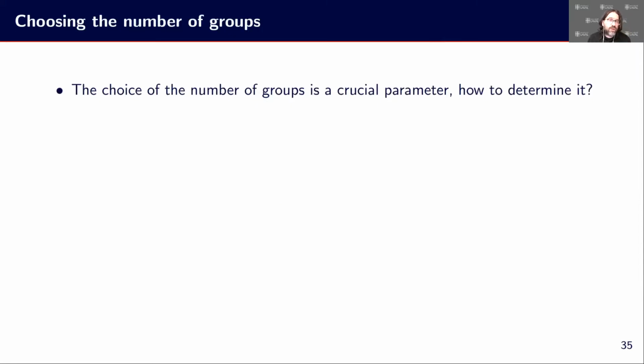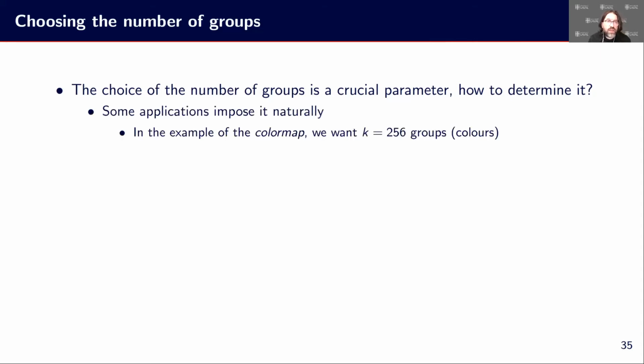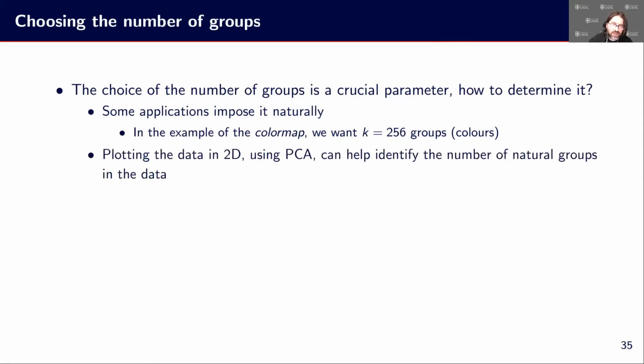An issue with clustering is to choose the right number of groups. So the right number of groups is kind of crucial, for example, with k-means or EM. So the question is how to determine it. I mean, what is the best approach for determining the groups? Some applications impose it naturally. For example, with the color map, we are looking for exactly k equal to 256 groups. So this is the number of colors we're looking for. So we don't choose anything. We just set it at 256 and try to find the best color map for that.